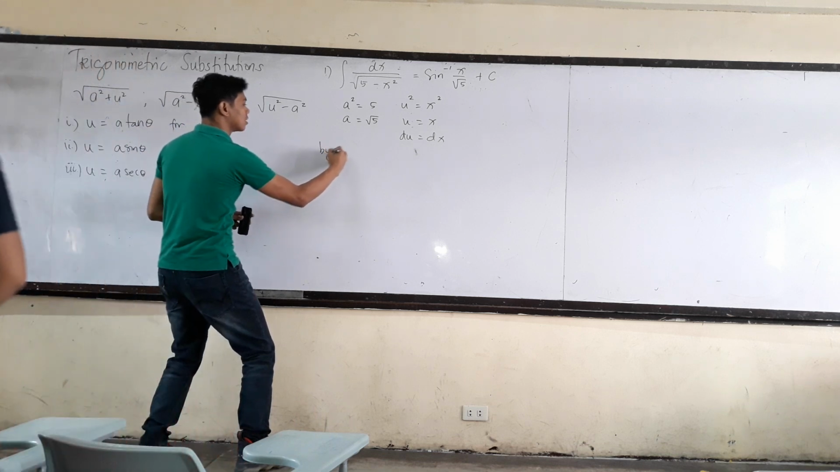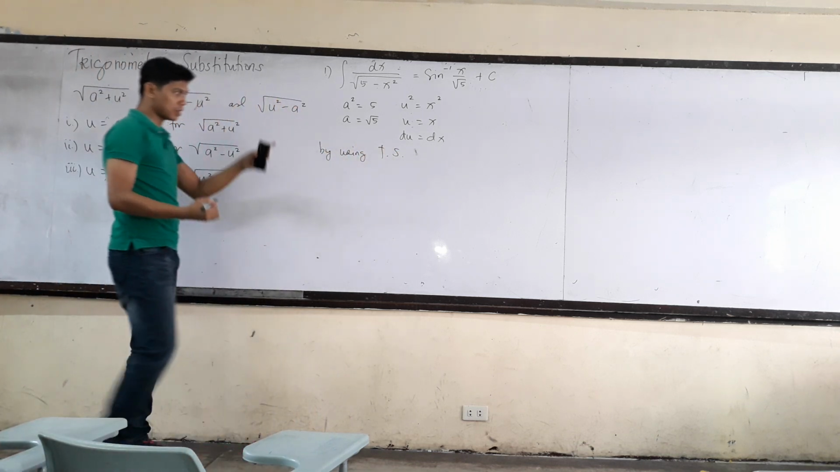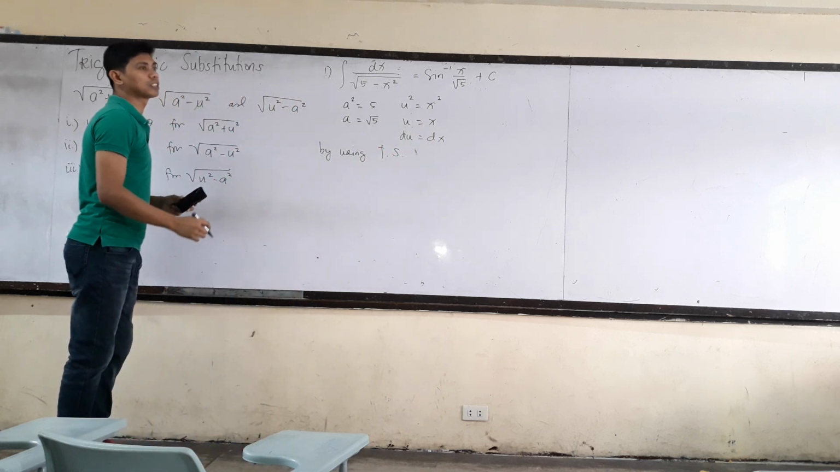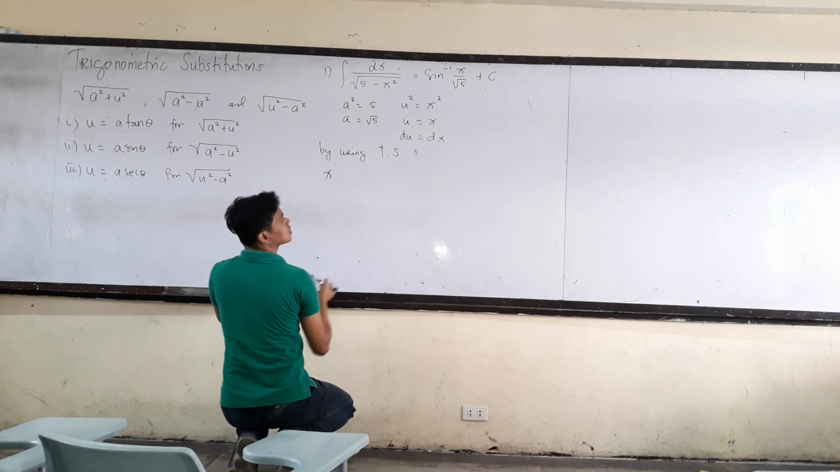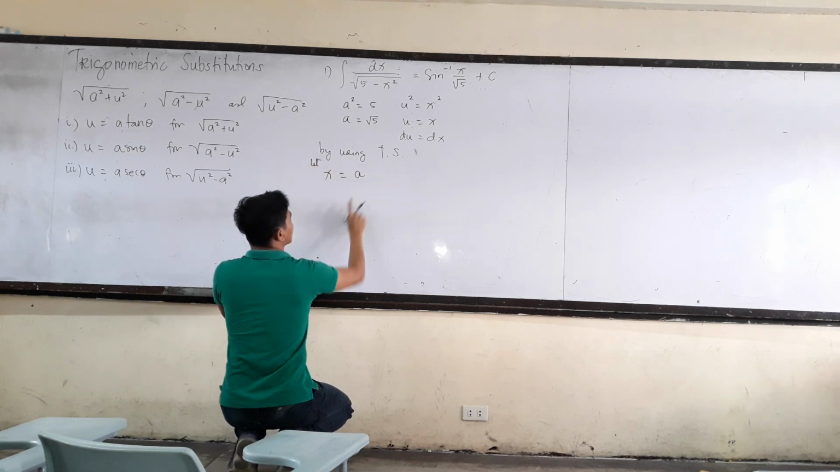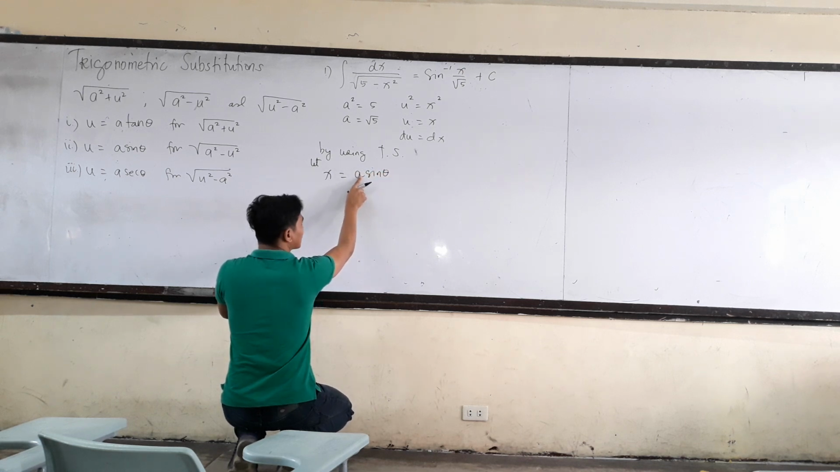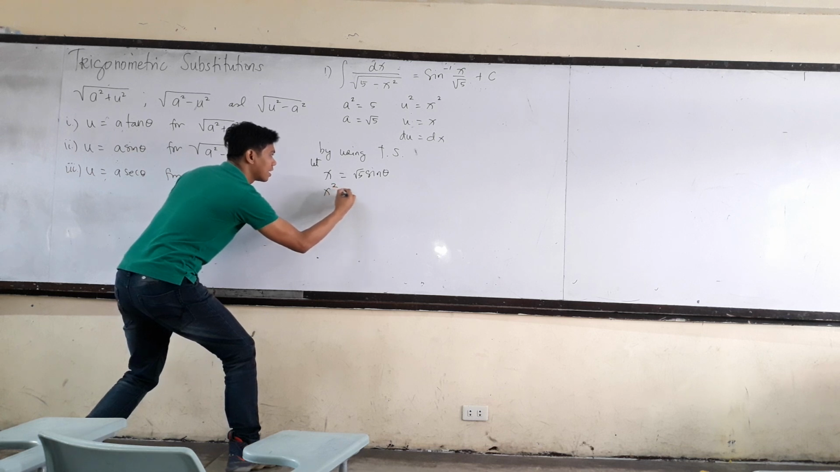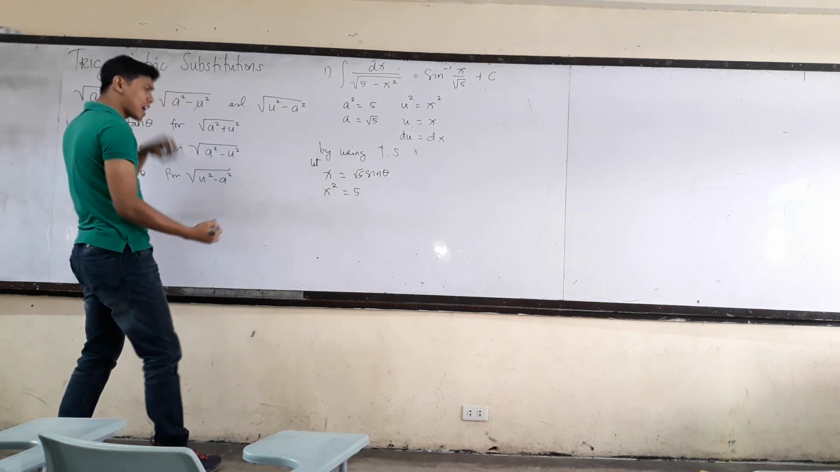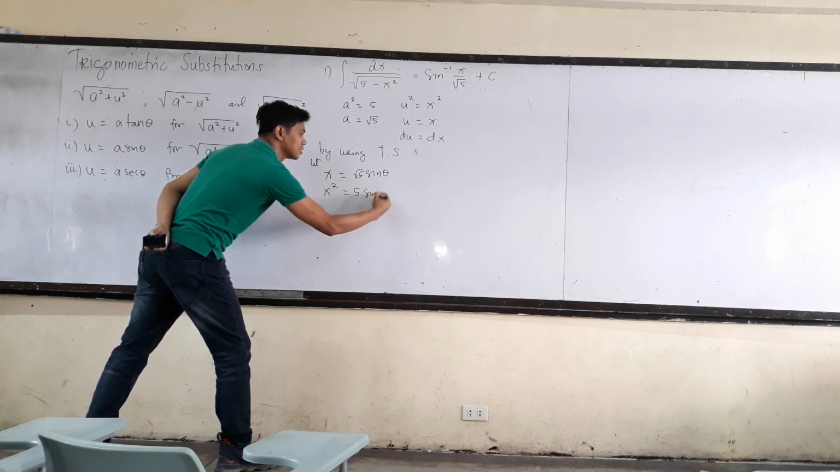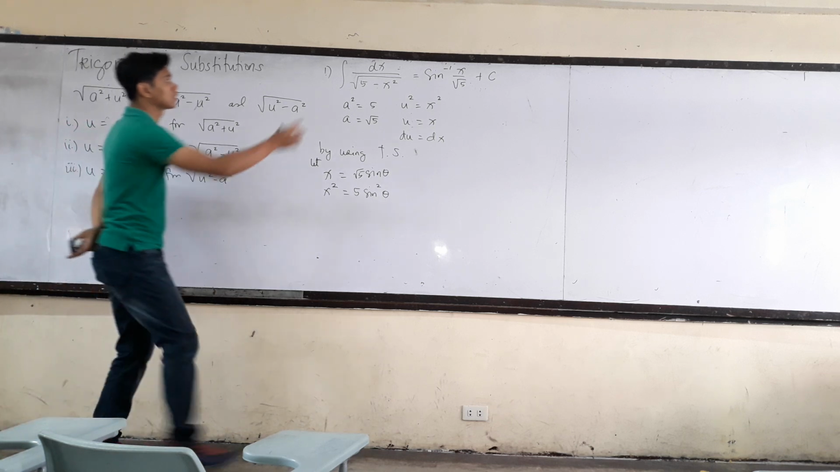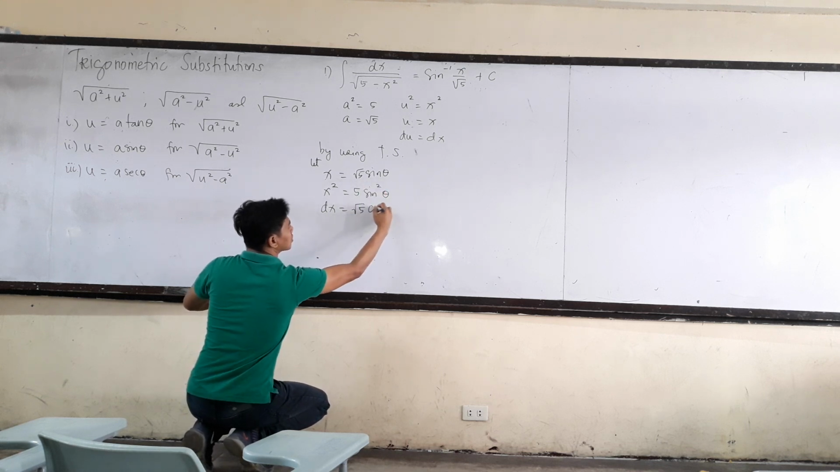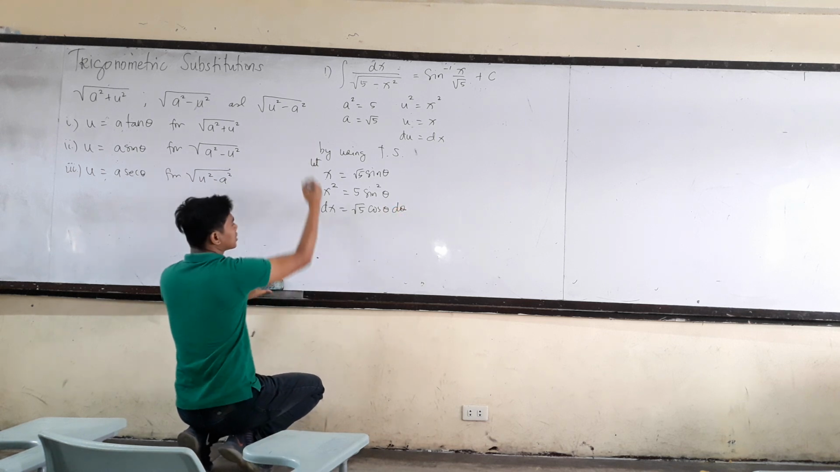Say, by using trigonometric substitution. We will let a equals square root of pi, and u equals x. So what will be our transformation? We will let x equals a sine theta, where a is square root of pi. What do we need to have? We need x squared. So x squared equals pi sine squared theta. And then dx equals square root of pi cosine theta d theta.